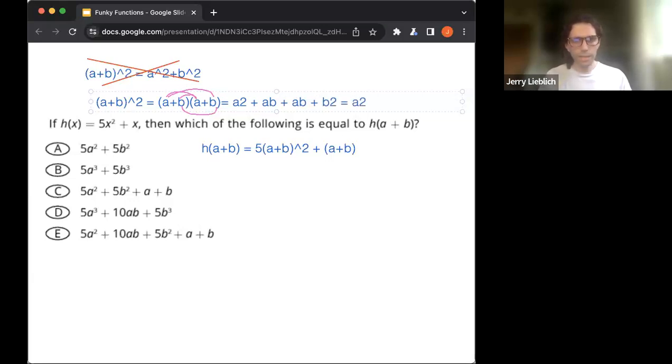And this gives us our perfect square formula, which is worth memorizing. A squared plus 2AB plus B squared. Okay, so to come back down here, we've got 5 times A squared plus 2AB plus B squared, plus A plus B. Let's distribute that 5.